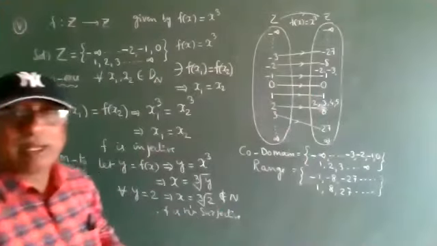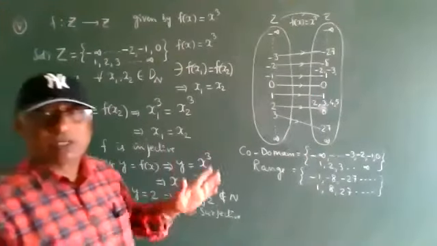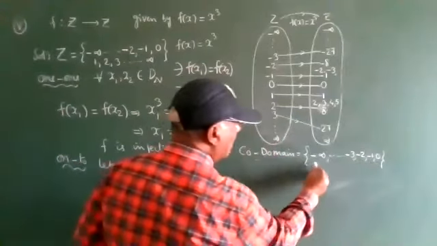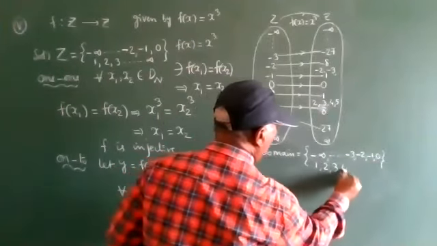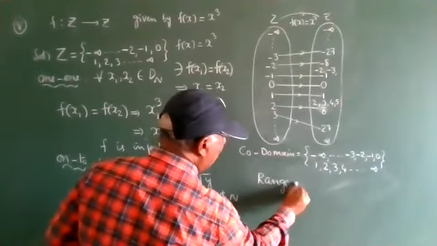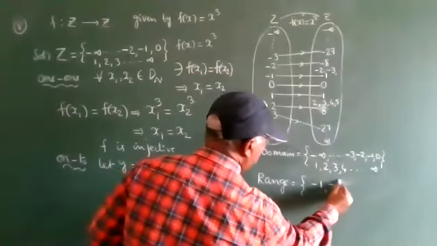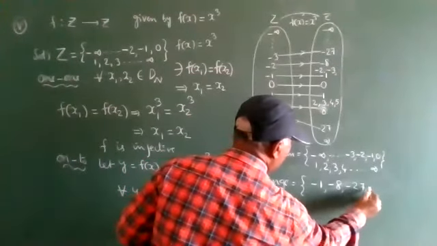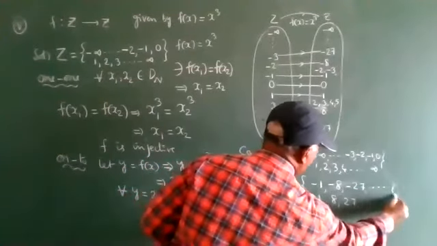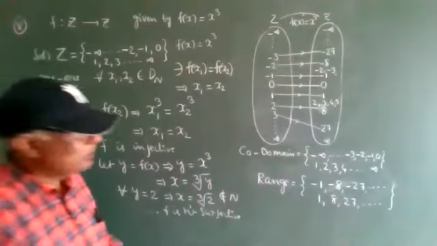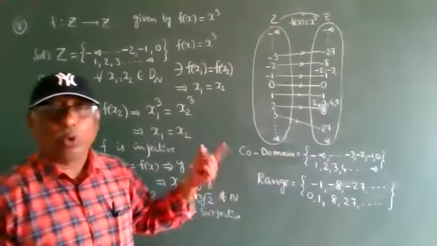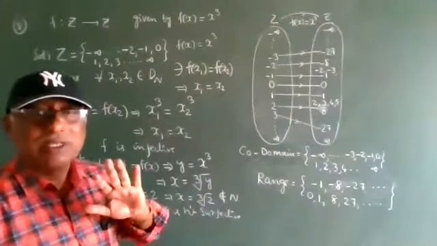One element has one image: injective but not surjective. Everyone observe. Here is 1, 2, 3, 4 up to infinity. But the range is, everyone observe, we are getting -1, -8, -27, dotted, dotted, then +1, +8, +27, dotted, dotted. 0 is also there. But no 2, no 3, no 4, no 5. Therefore it is not surjective.